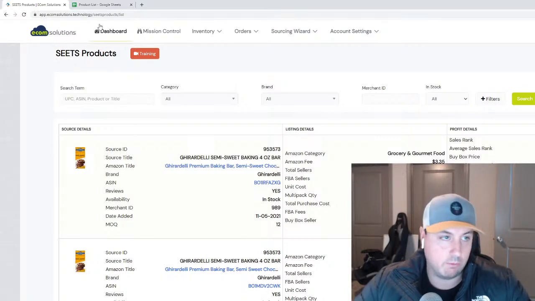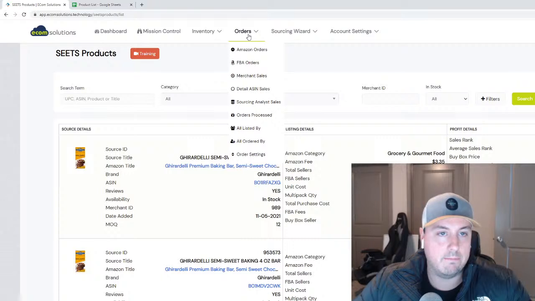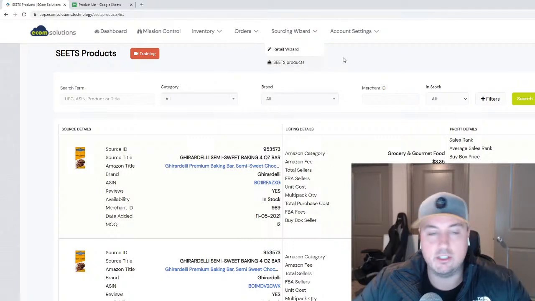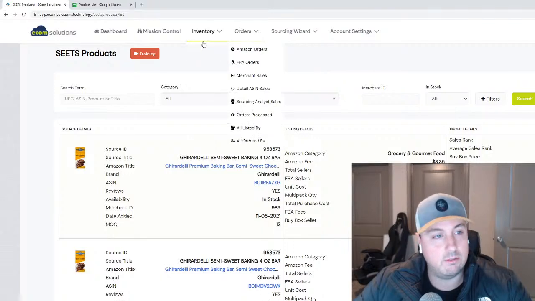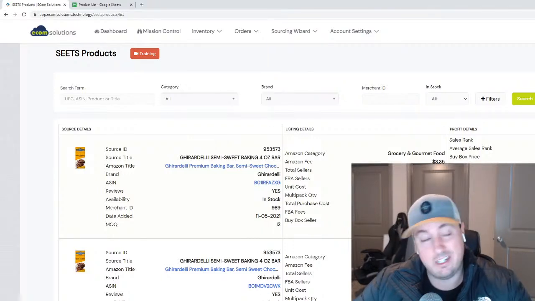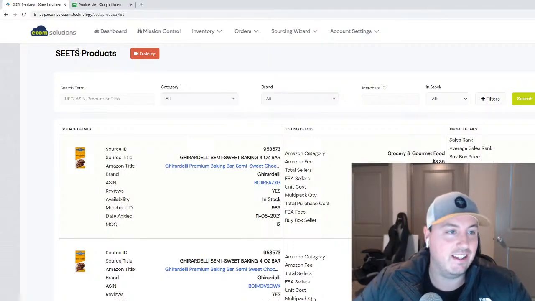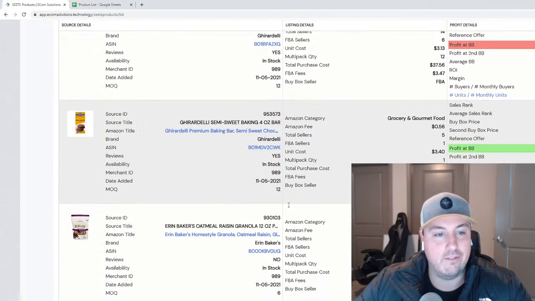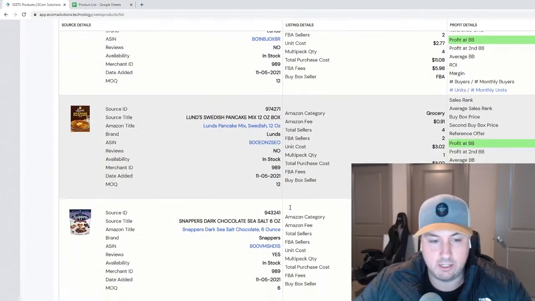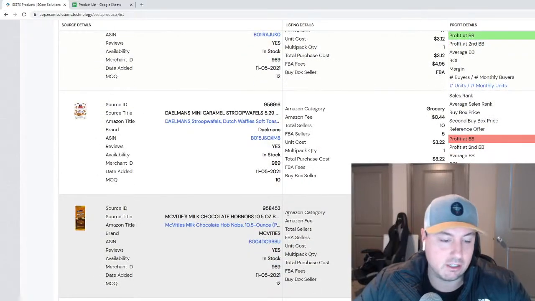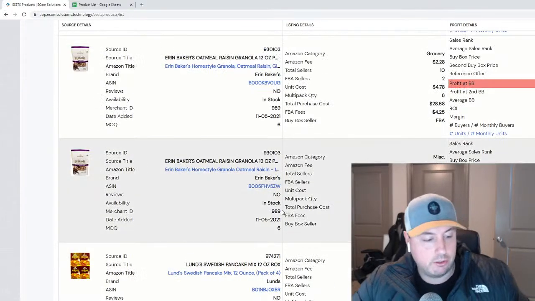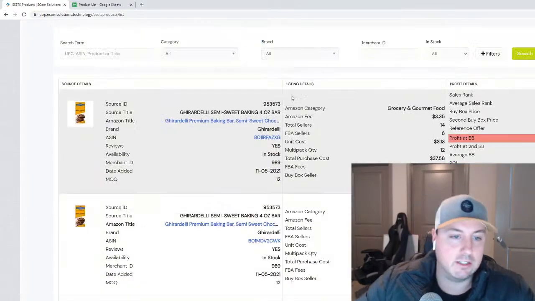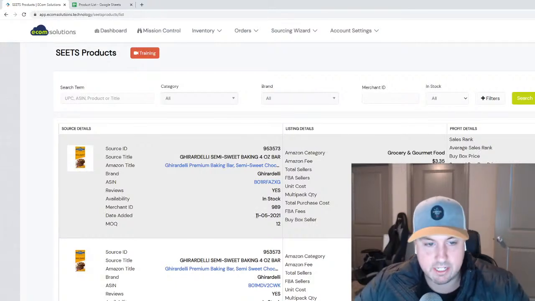This is obviously where I find all my products, through Ecom Solutions, using the sourcing wizard, the Seats products. Not exactly sure what Seats stands for, but I need to get with Jason on that and figure that out. But this is the database where all the products are that are available for wholesale. As you can see, it's a lot of food items lately, so I guess they've been closing a lot of food suppliers recently. You can see the date added here.